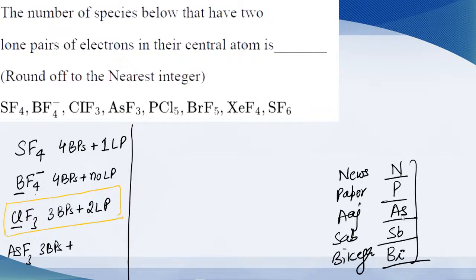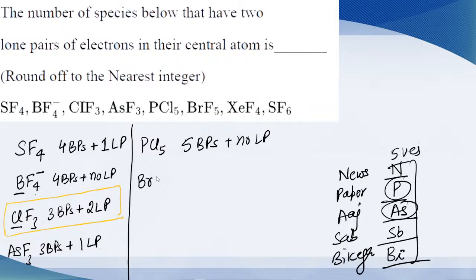So arsenic is in the nitrogen family. So in the nitrogen family there are 5 valence electrons, out of 5, 3 are used, so 2 left unshared, that's why it has 1 lone pair. Now come to the next, PCl5. In PCl5 again phosphorus has 5 valence electrons, and all 5 are used by chlorines, so 5 bond pairs but no lone pair.